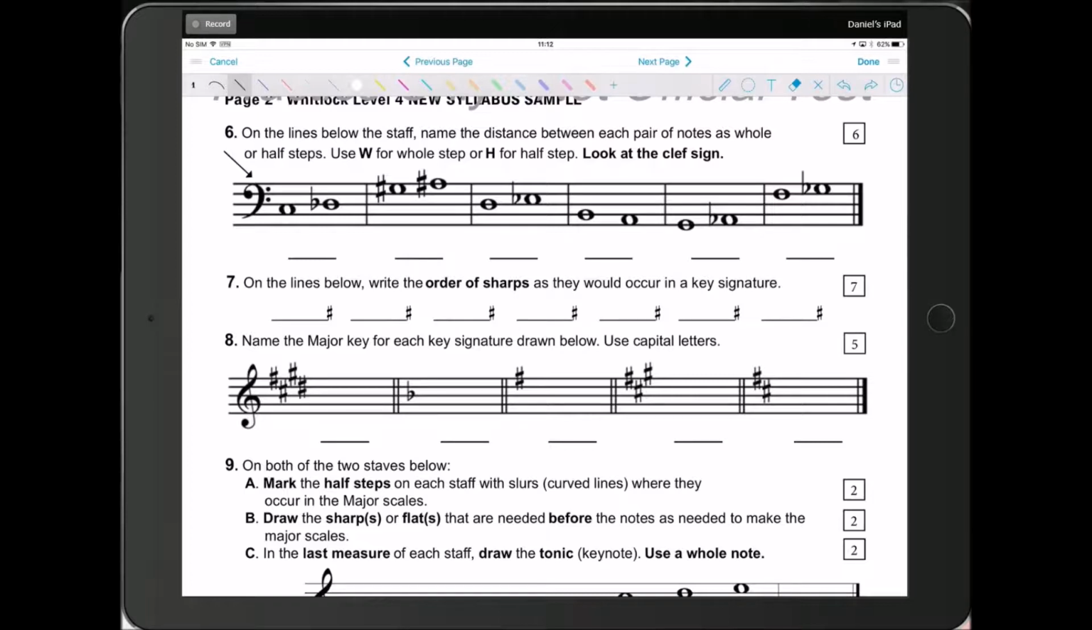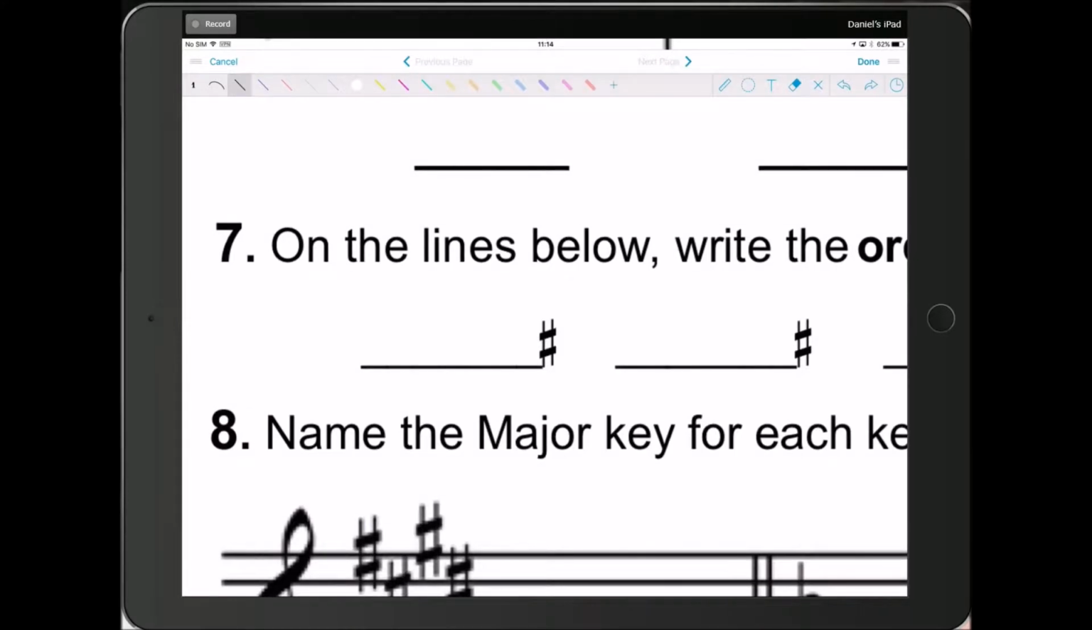So let's get started. Question 7 states, on the line below, write the order of sharps as they would occur in a key signature. Now, you should know the order of sharps because it's going to come up again in tests 5, 6, 7, 8, 9, 10, 11, 12. You just need to know the order of sharps. I'm going to write it out for you right here, and then I'm going to tell you the sentence that I like to use for the order of sharps, and you should have this memorized.